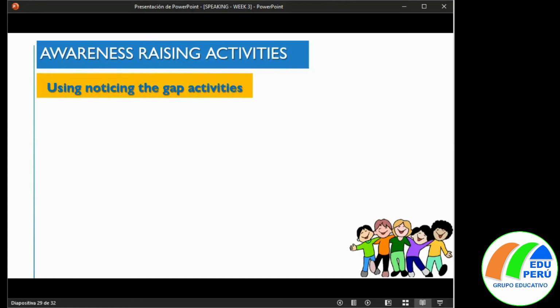Can you remember? Nobody. Noticing the gap. Gap to speaking. Yeah, all right. So when students speak to each other, exactly, when they compare themselves to an expert or maybe to another classmate who speaks better, oh yeah, he speaks better, he speaks more fluently, he uses more vocabulary. So this is called noticing the gap.